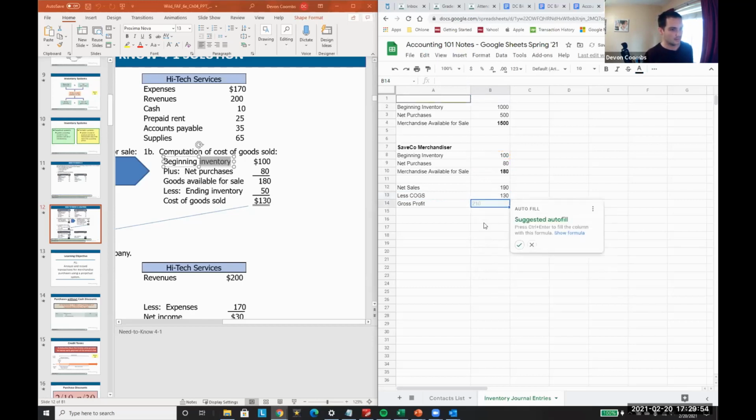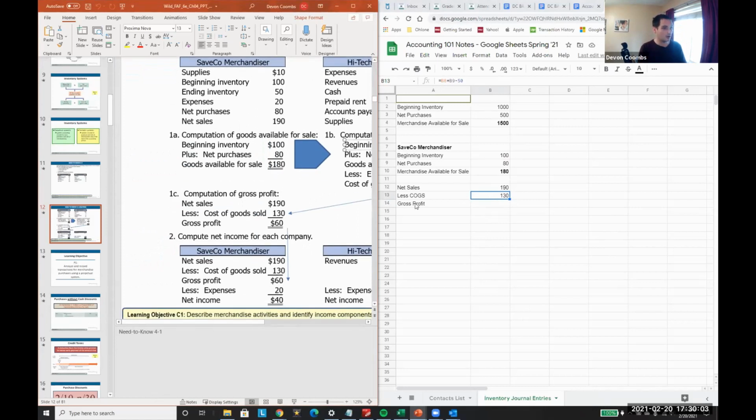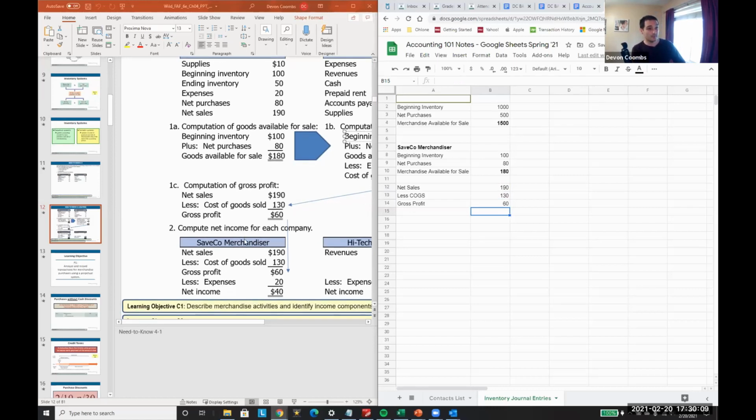Minus our cost of goods sold, which is 130. And I can put that separately too for you all to see. And then our gross profit would be our sales minus our cost of goods sold. Our net income for the company would then be less our other expenses. So our other expenses here were 20, right? You can see where we get this from, expenses of 20. And so our net income would be 60 minus 20.